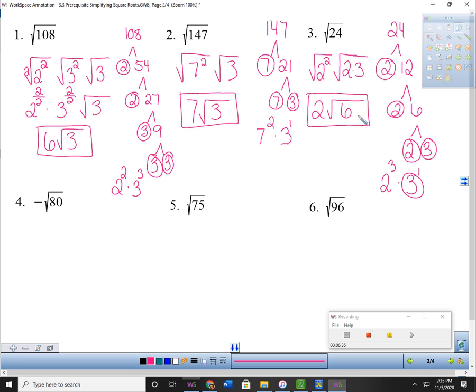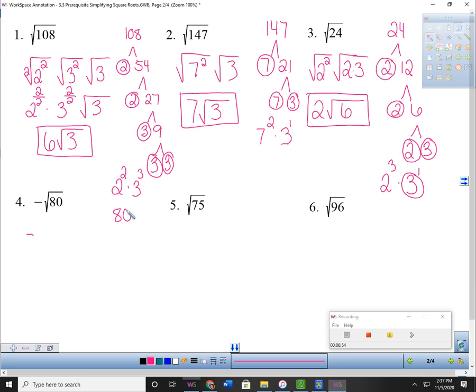And it's okay to leave a number that's not prime under the root as long as it is the product of 2 prime numbers. Like 6 is made up of 2 prime numbers, 2 and 3. So that would be fine. All right, on number 4, that negative just chills all the way down. So you just kind of ignore it. Just stick it out front and let it be.